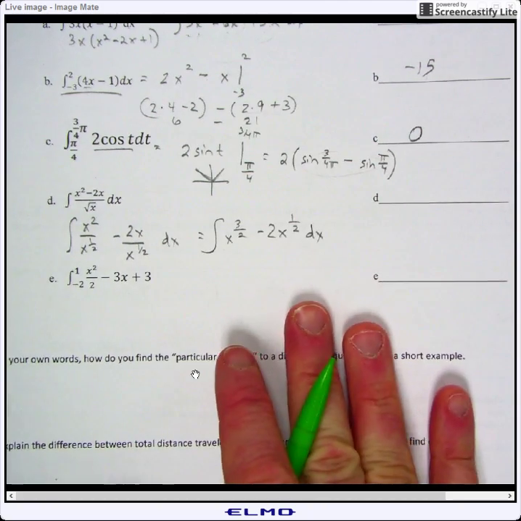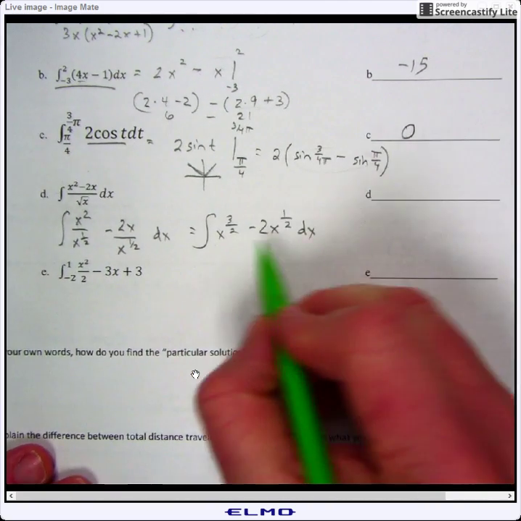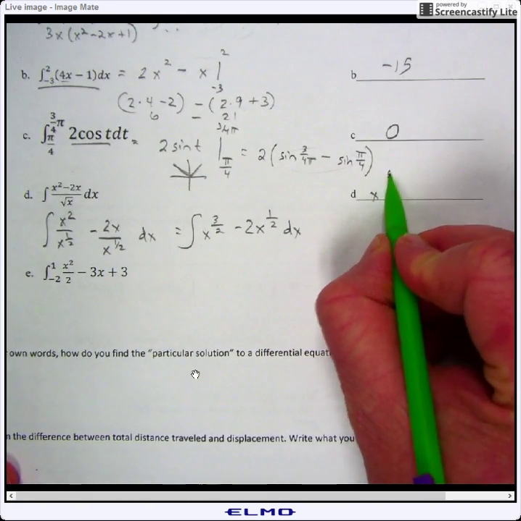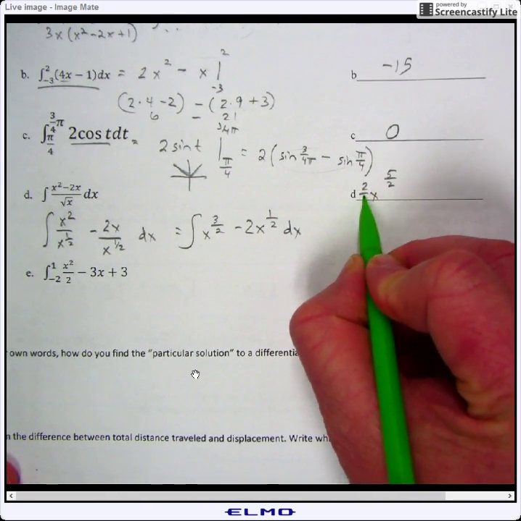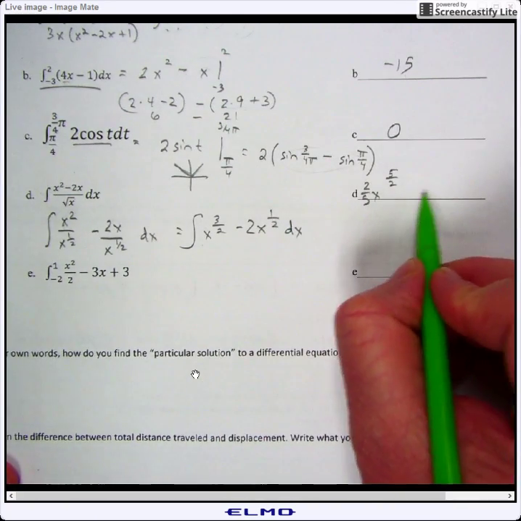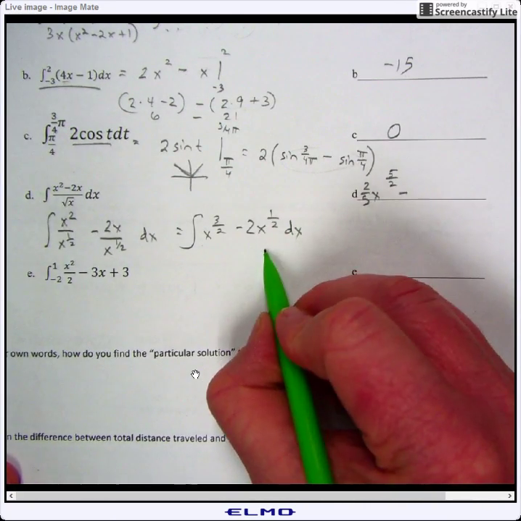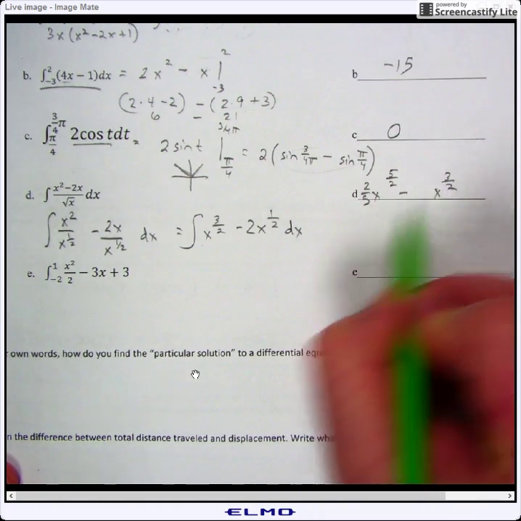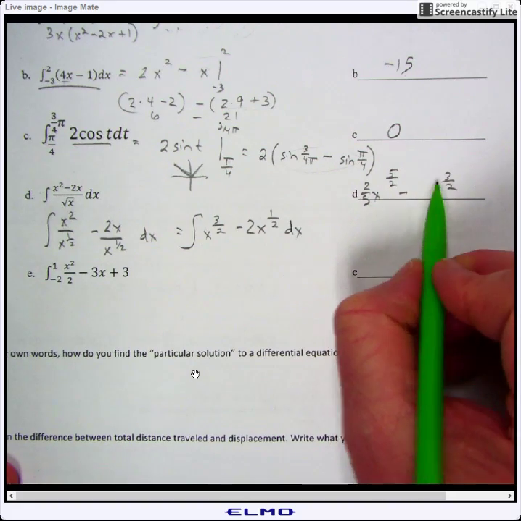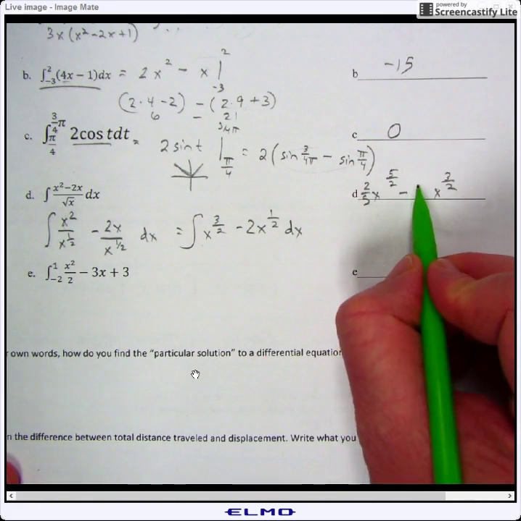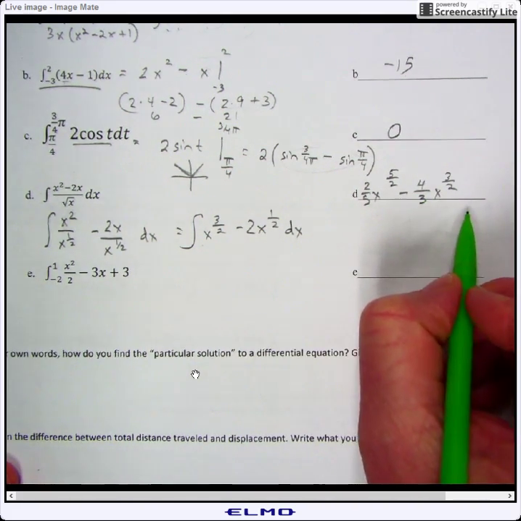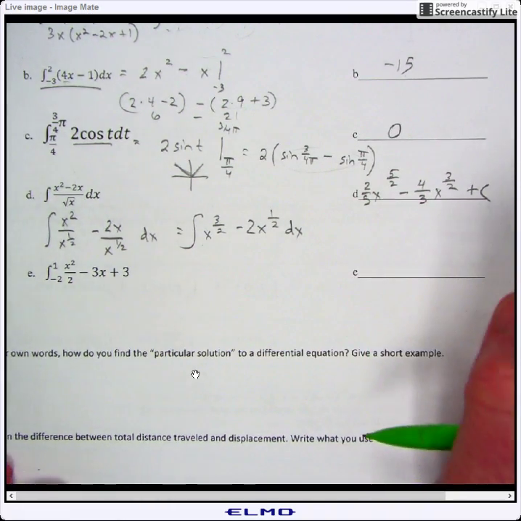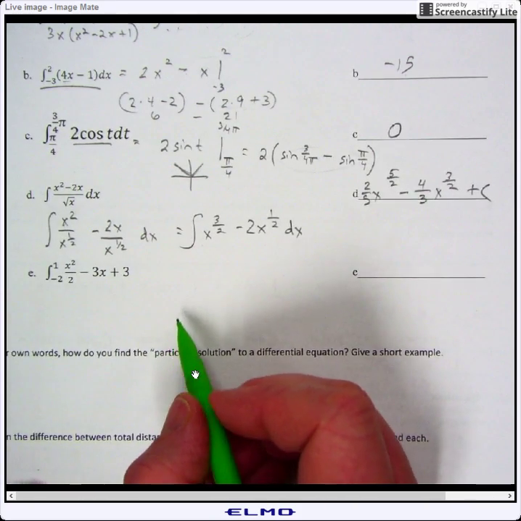Now I can integrate just like I have before. Raise it by 1, divide by the power. x to the 5 halves divided by 5 halves would be multiplying by 2/5. Raise it by 1, divide by the power. Raise this by 1, that's x to the 3 halves. Divide by 3 halves, the same as multiplying by 2/3. So I have -4/3. And you can always check by taking the derivative. Only thing we're missing, plus c. Indefinite integral.